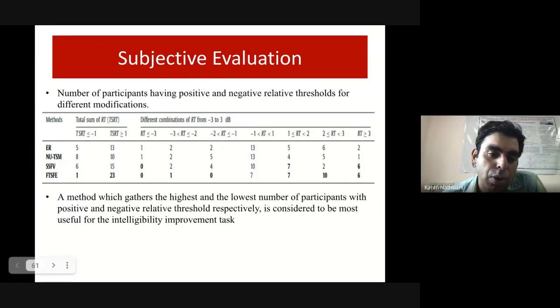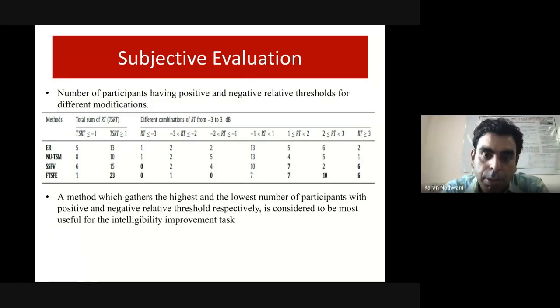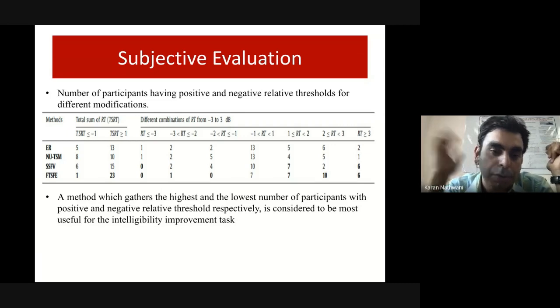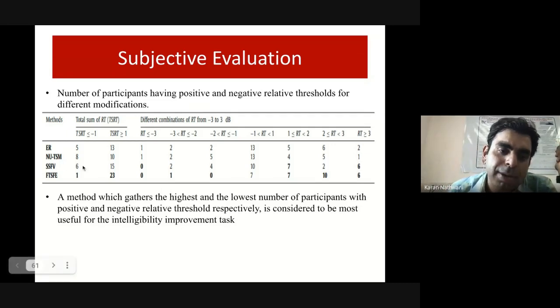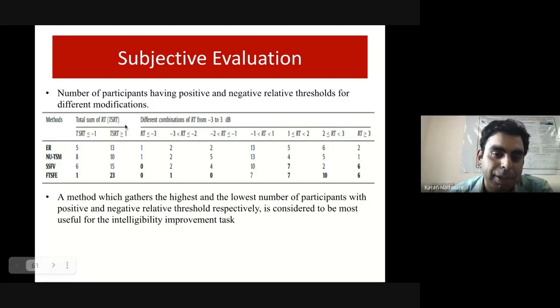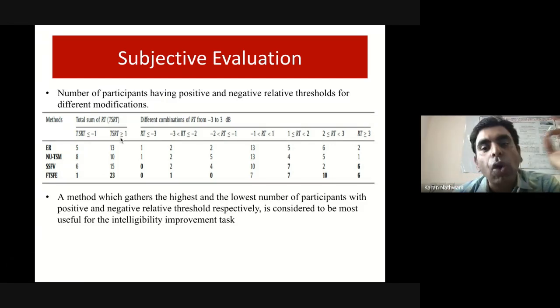I do not know how many were hearing impaired and how many normal hearing, but yes, this was the total number out of 31. So you can see 23 out of 31. It's a good number actually. So the majority of participants were able to improve the intelligibility, and there may be some hearing impaired among them also. Okay. And only one participant was not able to hear it properly. And compared to other methods, you can see this method was much better. So the positive value of this relative threshold is always better.